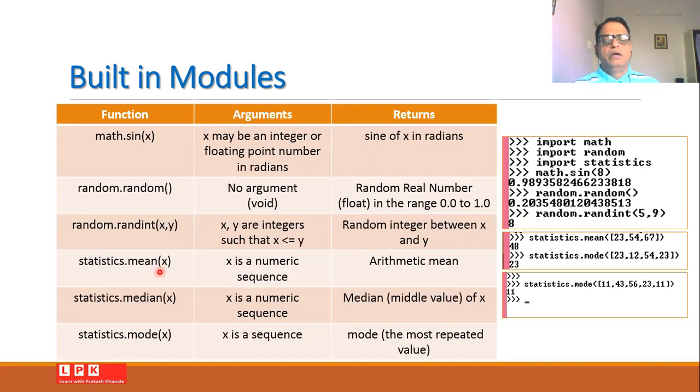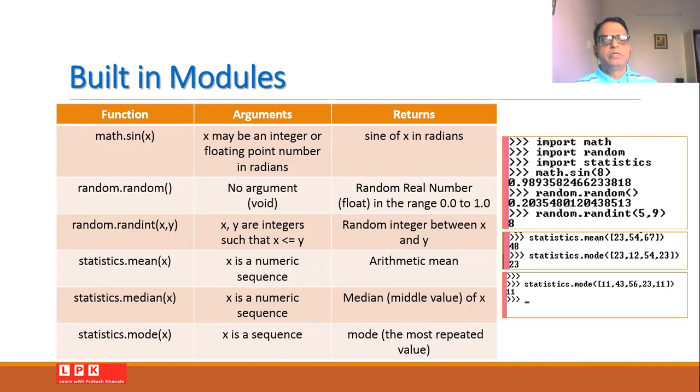There is another function in statistics, and this function is statistics.mean(x), where x is a numeric sequence, and in that case we can get the arithmetic mean. Say for example, if I write statistics.mean of the list 23, 54, 67, then this function will return me a value 48, which is the mean of these three values.